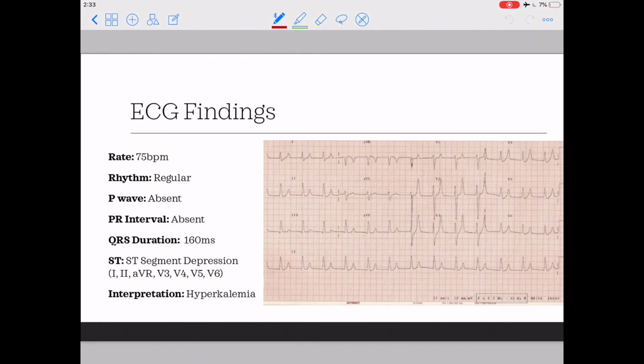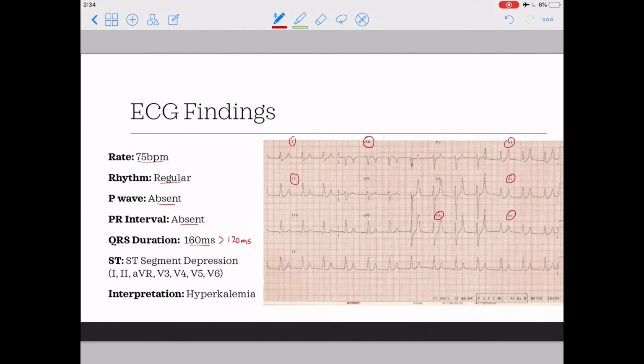Okay, next, let's summarize the ECG findings. We established the rate to be 75 beats per minute, because the distance between the QRS complexes was about 4 big boxes. The rhythm was regular. The P waves are absent, and because of this, the PR interval is also absent. The QRS duration was 160 milliseconds, 4 small boxes wide, and this is an abnormality because it is greater than what's normally accepted, which is 120 milliseconds. Okay, so we found the ST segment depression to be in leads 1, 2, AVR, V3, V4, V5, and V6.